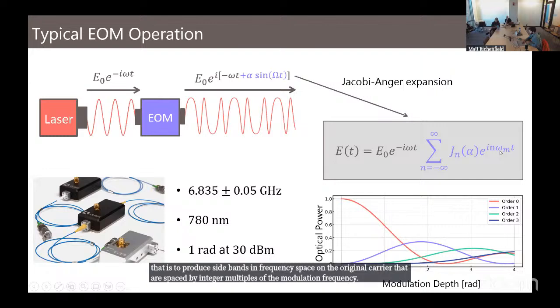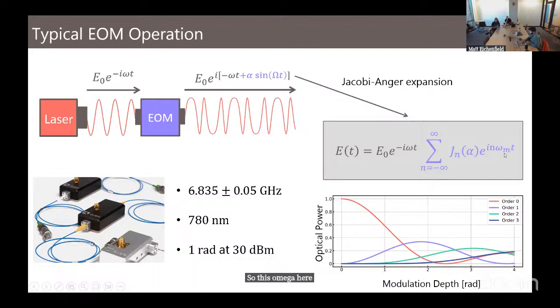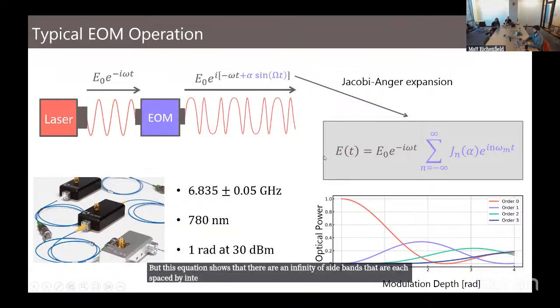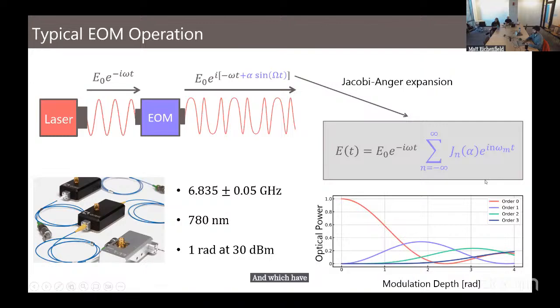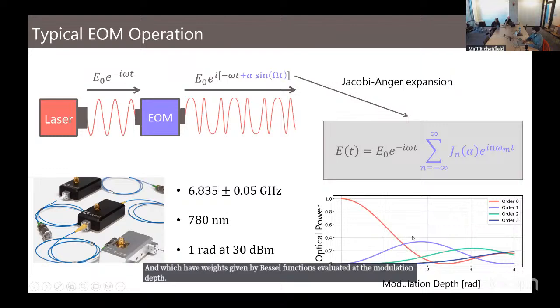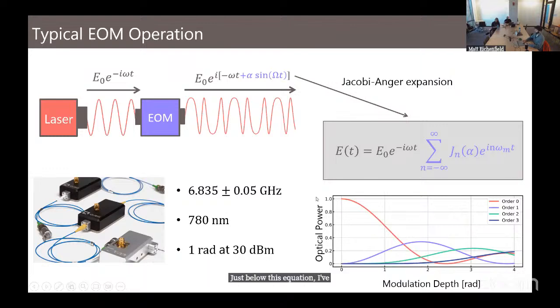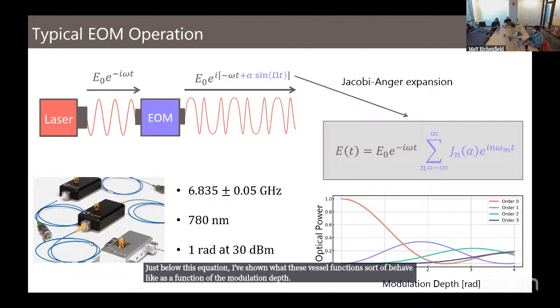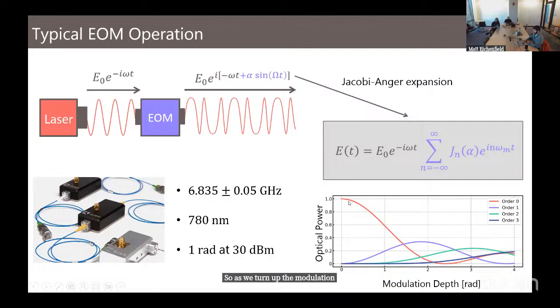So this omega here is mislabeled. It should just be the same capital omega as here. But this equation shows that there are an infinity of sidebands that are each spaced by integer multiples of the modulation frequency, and which have weights given by Bessel functions evaluated at the modulation depth. Just below this equation, I've shown what these Bessel functions behave like as a function of the modulation depth. So as we turn up the modulation, the power in the various frequency components follows these curves.